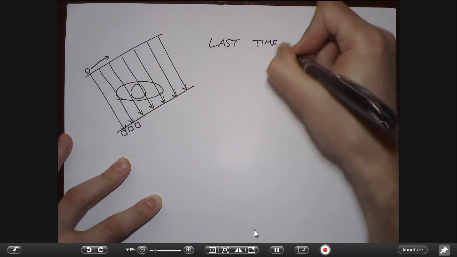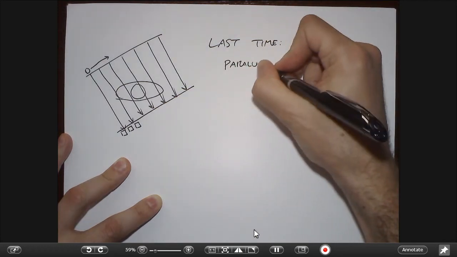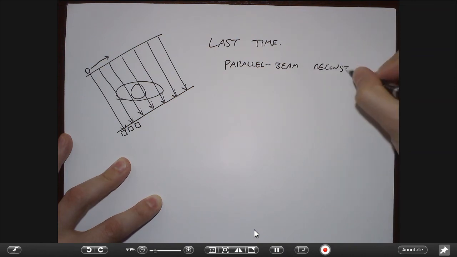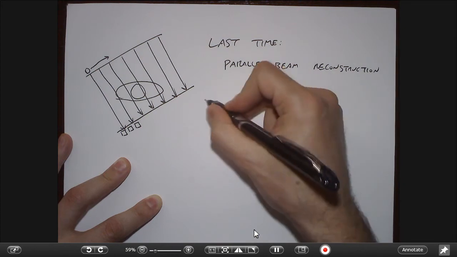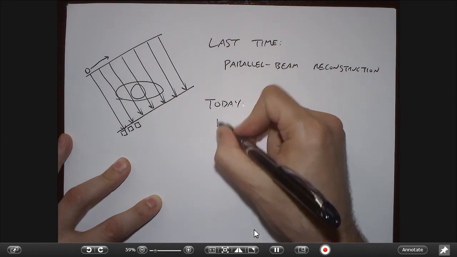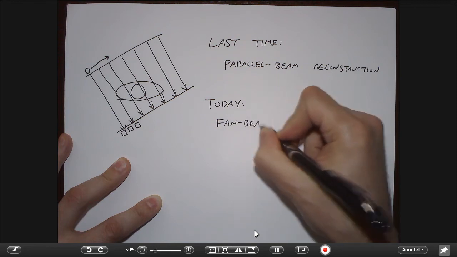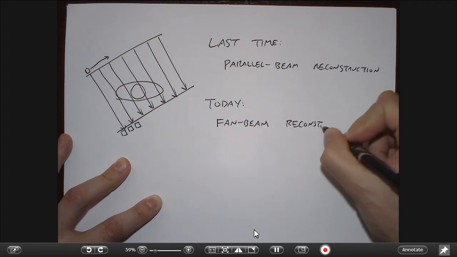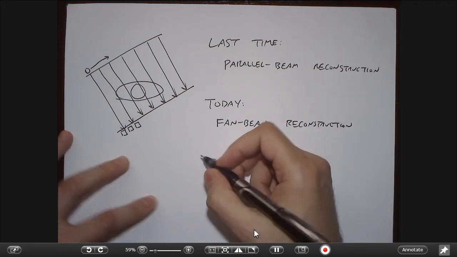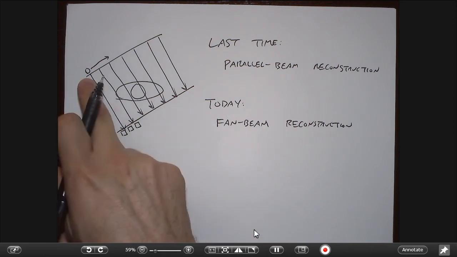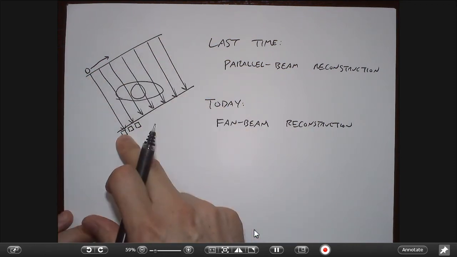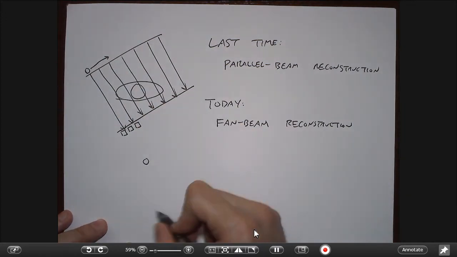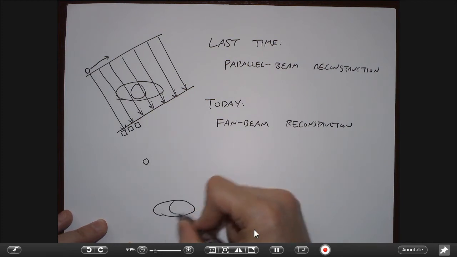And so this was basically last time, parallel beam reconstruction. What I want to talk about this time is what's called fan beam reconstruction. And the idea here is that instead of having a radiation source that is moving and parallel beams going through the patient this way, instead we have a fixed radiation source that rotates around the patient.